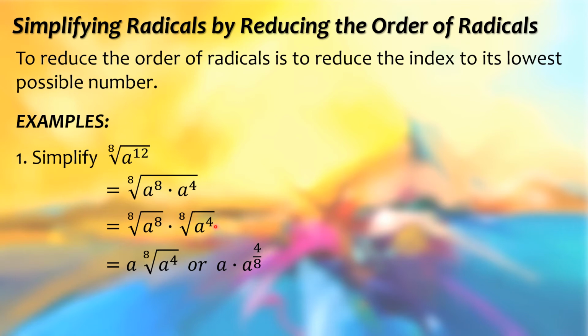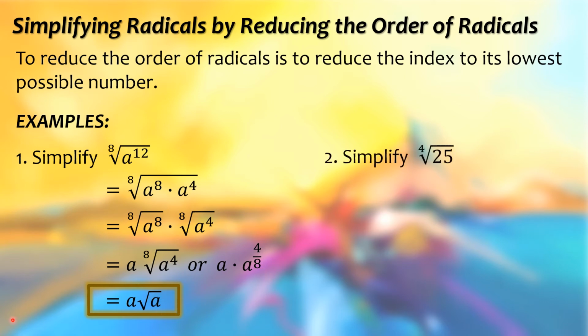So, i-divide lang natin o gagawin natin numerator ang exponent ng a which is 4 and then ang denominator naman ay yung ating index na 8. And then, since kaya pang i-lowest term ang 4 over 8, the final answer is a times square root of a. Kasi ang square root of a ay katumbas ng a raised to 1/2. Second example, simplify 4th root of 25.